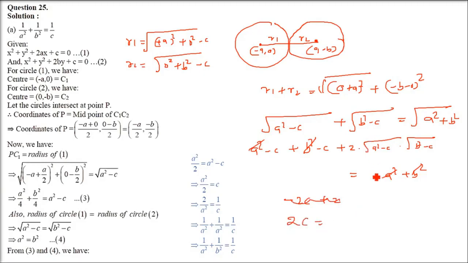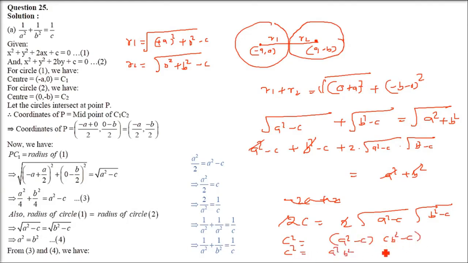So 2c equals, I am taking the root on this side, 2 under root a square minus c and b square minus c. Now again I am squaring it. So the root on the right hand side goes. I am multiplying it inside: a square b square minus a square c minus b square c plus c square. Now c square gets cancelled. You have a square b square minus a square c minus b square c equals 0 basically.